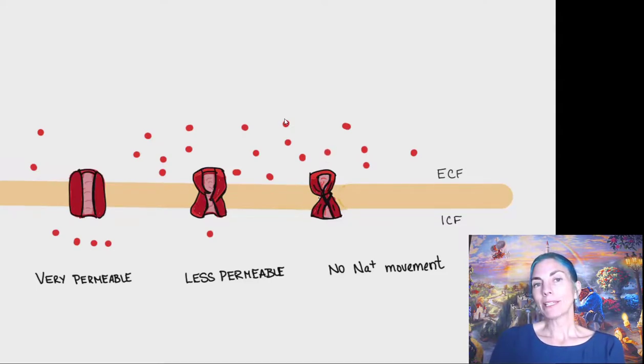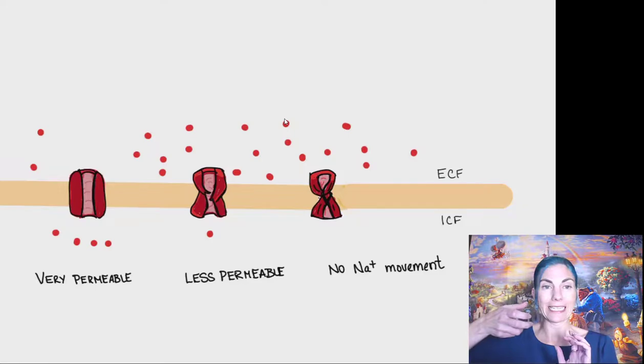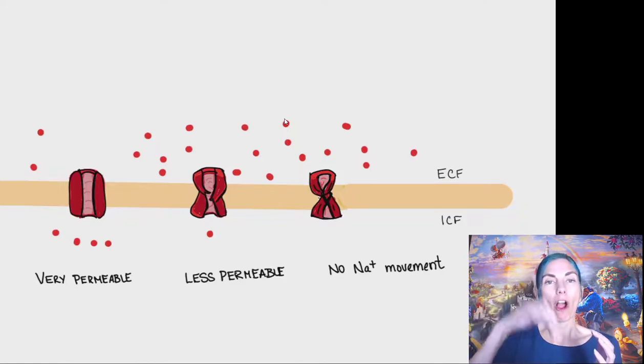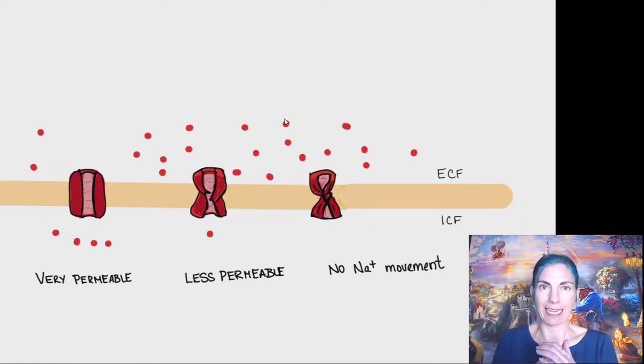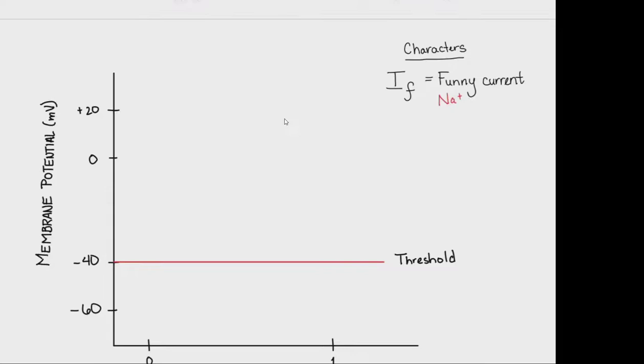So what makes this particular channel protein so interesting is that it can exhibit various degrees of twist. The more twisted it is, the less permeable it is to sodium, and the longer it takes for sodium to come into the cell. And then if it's completely twisted shut, then no sodium comes into the cell. Interesting, huh? All right, so that's going to play a major role in our pacemaker potential.